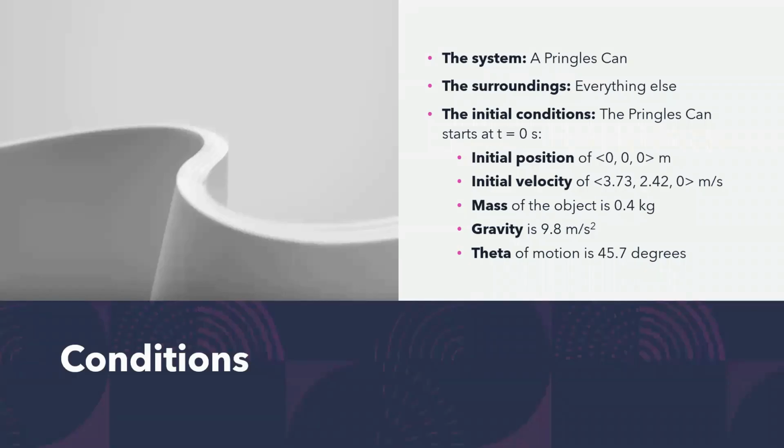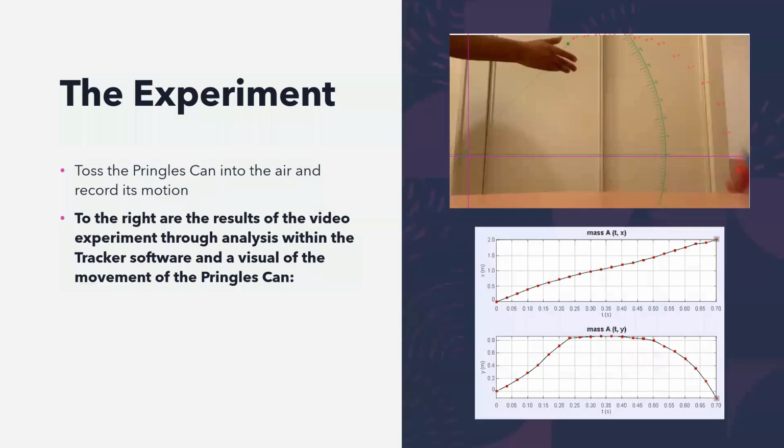So the initial conditions: the system was a Pringles can, and the surroundings was everything else. At t equals 0, the initial position of the Pringles can was 0, 0, 0 meters. The initial velocity was 3.73, 2.42, 0 meters per second. The mass of the object is 0.4 kilograms. Gravity is 9.8 meters per second squared. And theta of motion is 45.7 degrees.